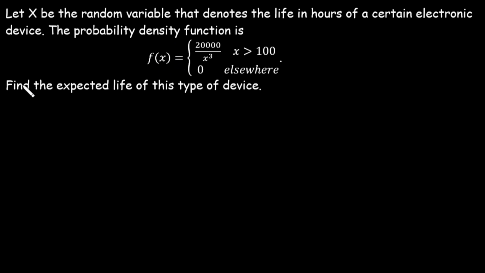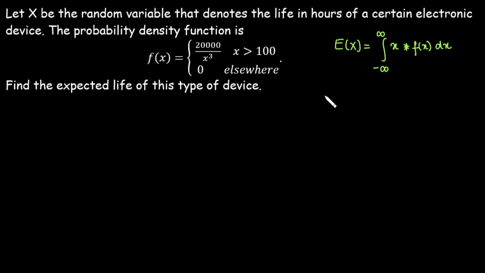Now we need to find the expected life of this type of device, meaning we need to find the expected value of the random variable x. अब continuous random variable में हम expected value कैसे calculate करते हैं? That is integration from minus infinity to infinity of x into the given function dx. Let's calculate this. So before that, understand this function.